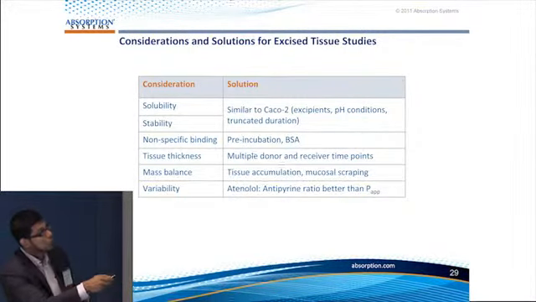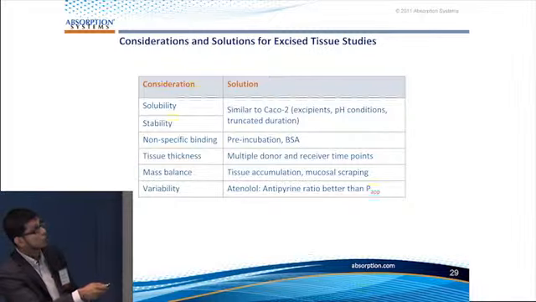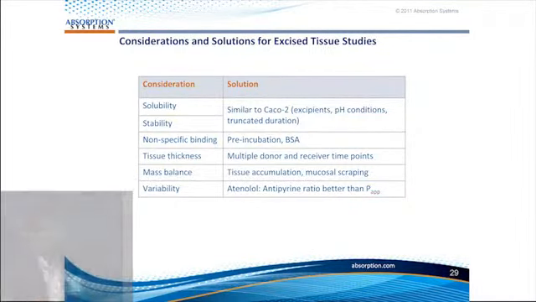Considerations and solutions are very similar to permeability as far as solubility, stability, non-specific binding goes. There are some unique challenges. Tissue thickness, it is no longer a monolayer. So in addition to sampling on the receiver side to compute P apparent, we also look at disappearance from the donor, because sometimes your compound might never make it across to the receiver side. And again, we have ways of making sure that mass balance is not a problem, and variability is larger than what we see in a Caco-2 cell line.